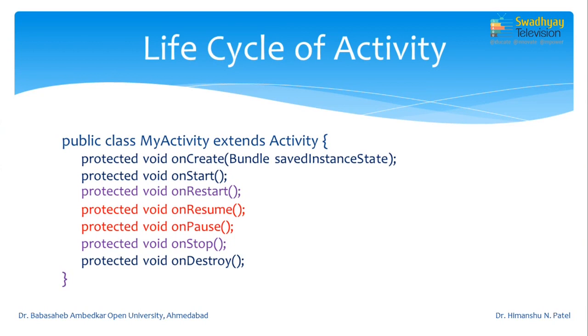Let us look at the life cycle of an Android activity. An activity is represented by the Activity class. So, here we write public class MyActivity extends Activity. MyActivity is the name that you specified for the activity while creating your project, and extends Activity means it is a subclass of the Activity class. There are a few methods available which represent the life cycle of an activity.